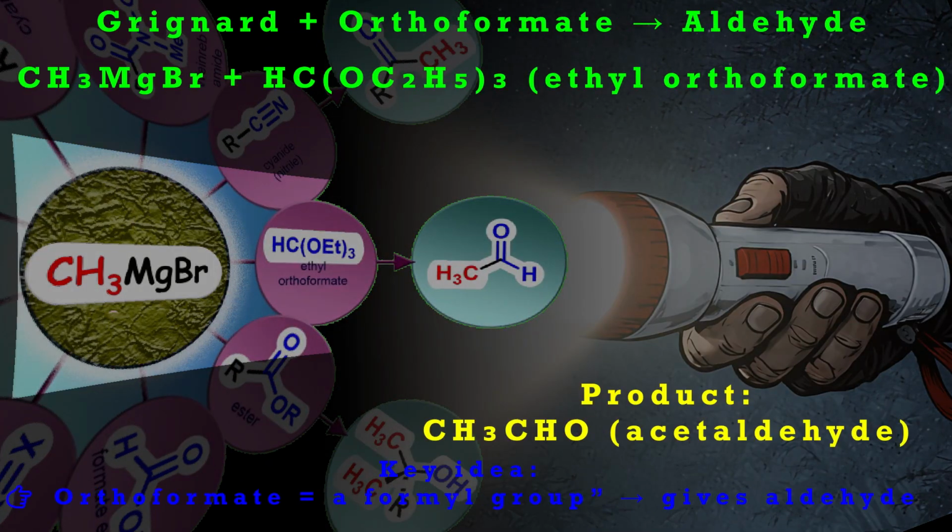Reaction 2. Grignard plus orthoformate gives aldehyde. Now, when Grignard reacts with an orthoformate, the nucleophile attacks the central carbon. Then, during acidic workup, alcohol groups are removed, and you get an aldehyde. Key idea: orthoformate acts like a masked formyl group.